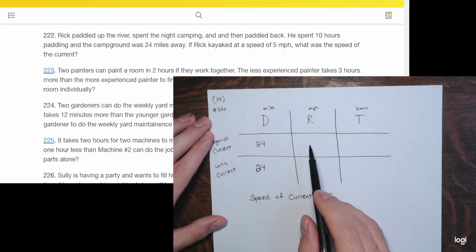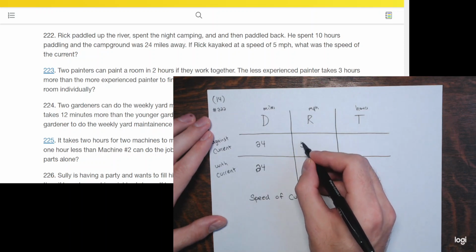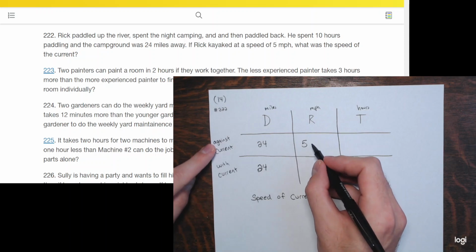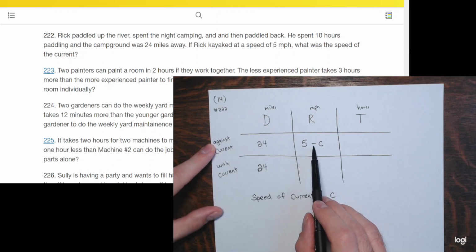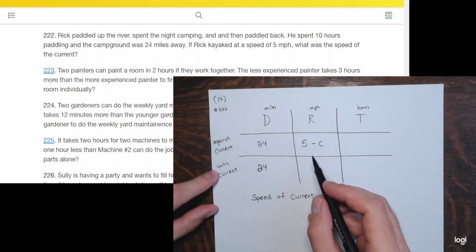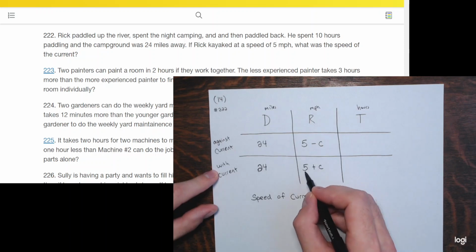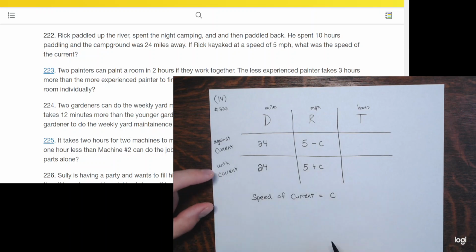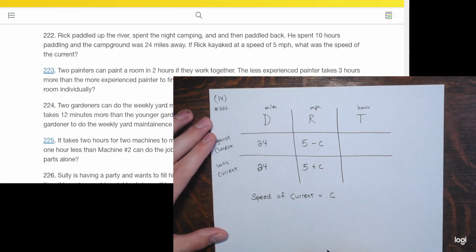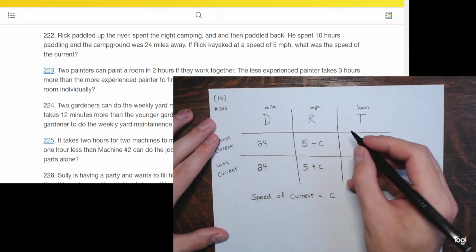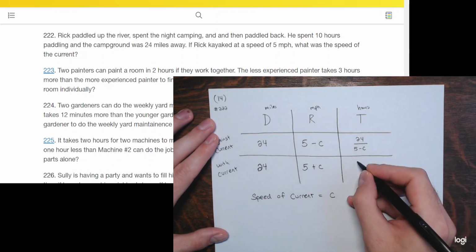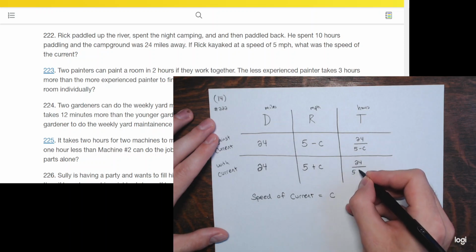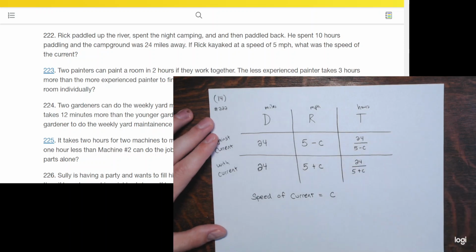And the speed, right? They said he kayaks 5 miles an hour, but going against the current, that would be 5 minus C. 5 miles an hour for the kayak on its own, but then I take away the speed of the current, because I'm being slowed down. Then with the current would be 5 plus C. The speed of the kayak, 5 miles per hour, plus the speed of the current to speed me up. And then time is distance divided by rate, so 24 divided by 5 minus C, and here 24 divided by 5 plus C would be the time to come back with the current.